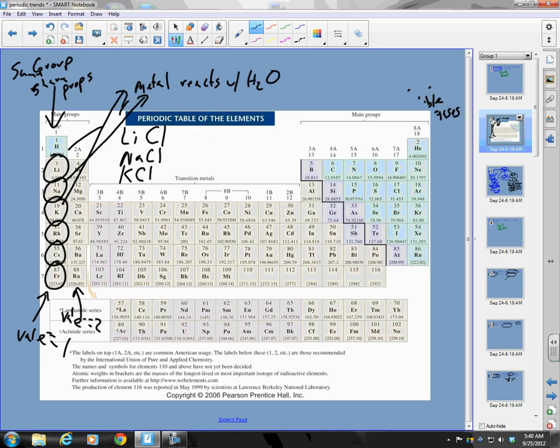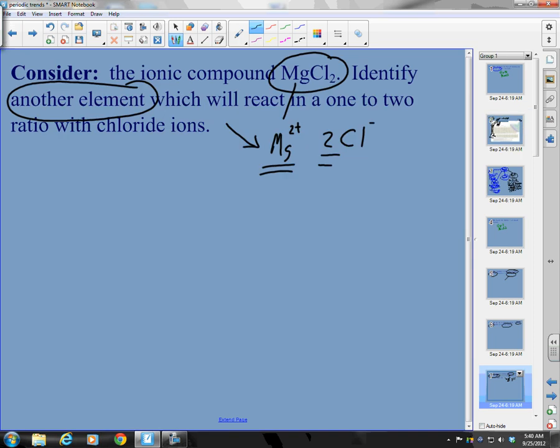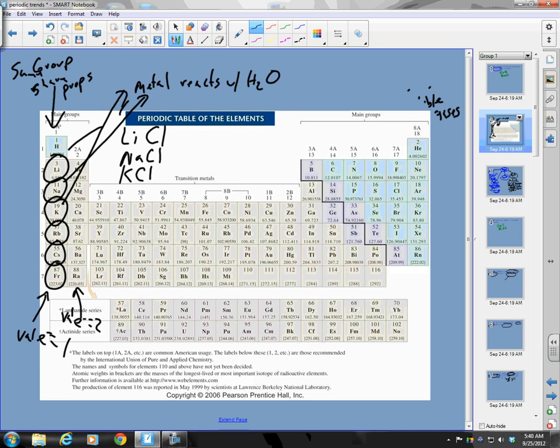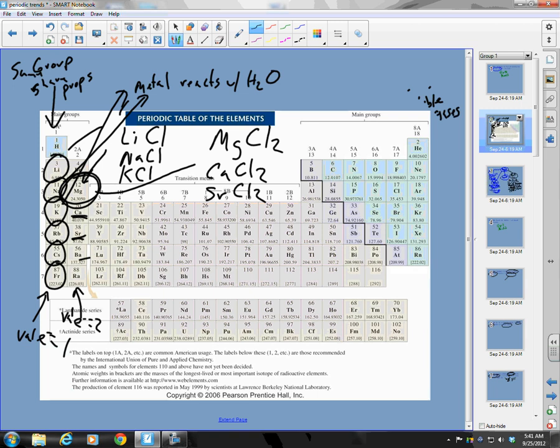So, when we looked at our question here, we said magnesium chloride. Where's magnesium? Here's magnesium. Magnesium chloride, we know there'll be 1 magnesium to 2 chlorides. So what else will react with chlorine in a 1-to-2 ratio? Well, we just said everything else in this column should act like magnesium. So I would guess that calcium would react in a 1-to-2, strontium would react in a 1-to-2, barium would react in a 1-to-2 ratio with chlorine, and I would be completely correct on that.